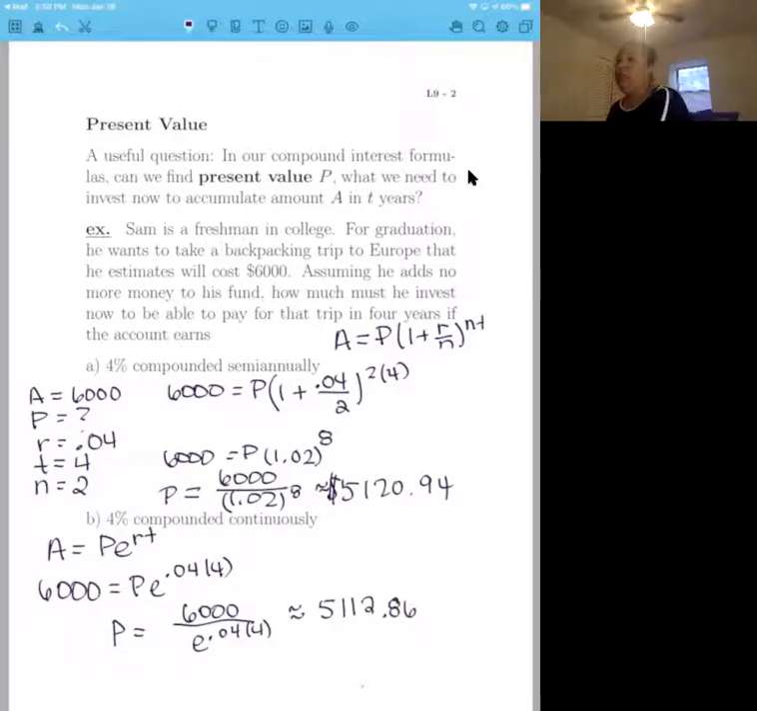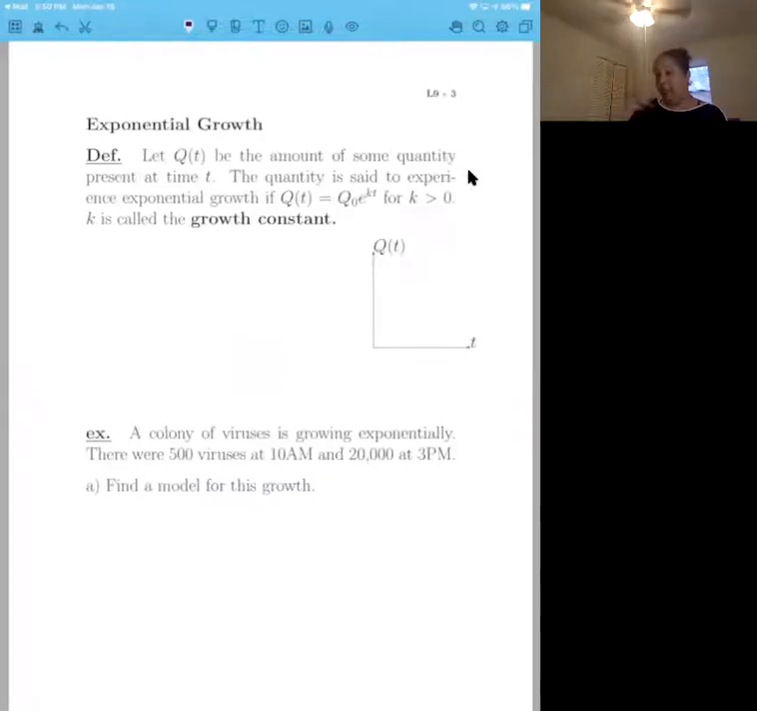All right, so that is present value. How much do you need to invest to get the amount that you want now? All right, exponential growth. So I have some quantity, and the amount of that quantity present at some time. So you have a growth constant, K.